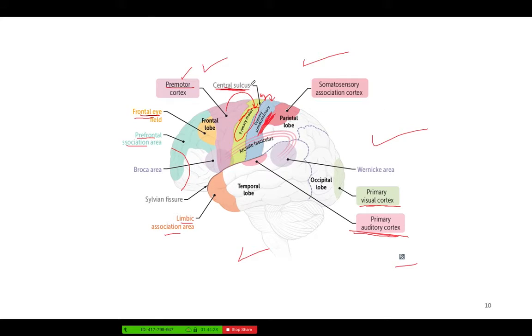Okay. The other 2 areas that are super, super important, Wernicke's area, which is within the temporal lobe, and Broca's area, which is within the frontal lobe. Okay. So Wernicke's area is important for language processing. When you hear someone say something, understanding what that meant, and then translating that into meaningful, making a plan of what to say. Okay.